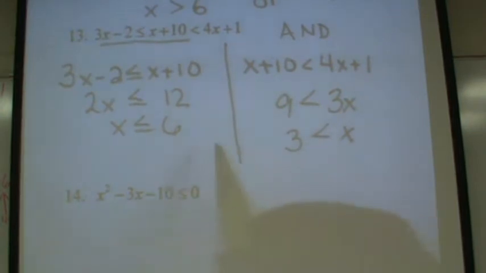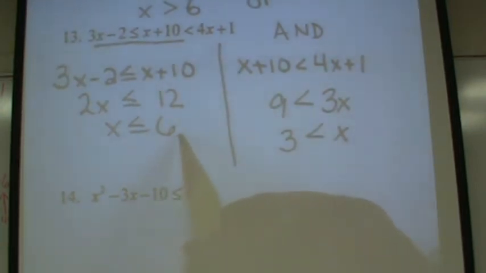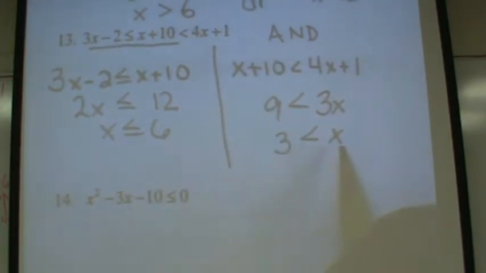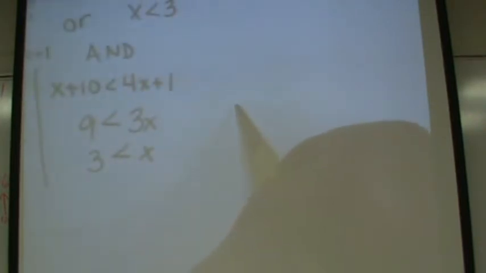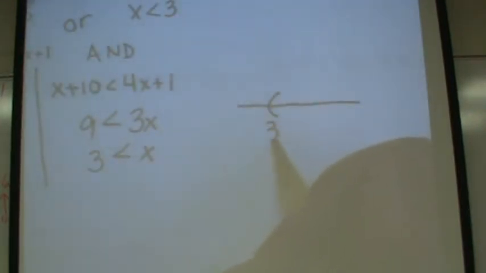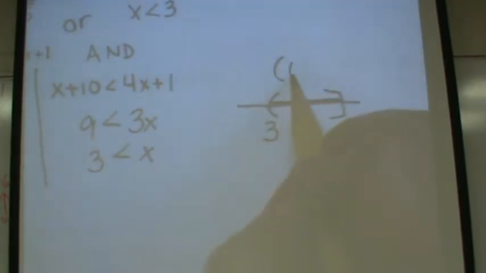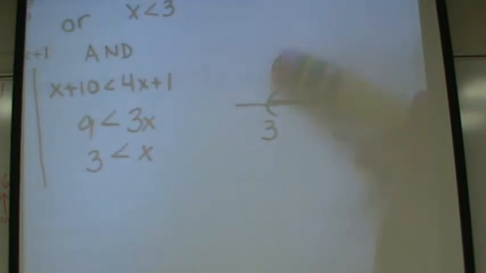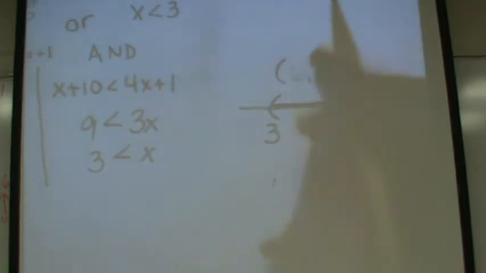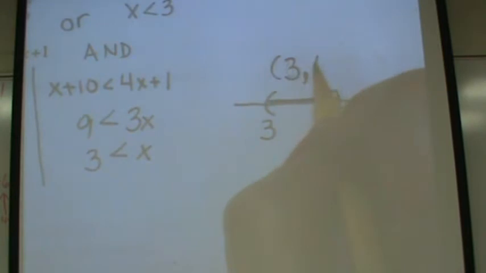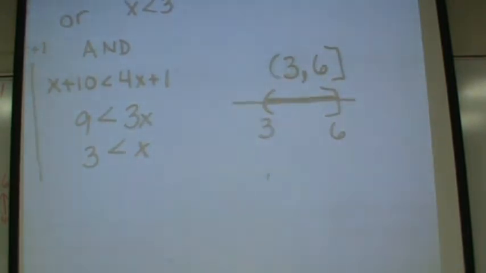So where are the numbers that are less than or equal to 6 and greater than 3? Well, they fall here. It'd be a 3 and a 6. And then how would you write this answer in interval notation? Parentheses. Whoops. My brain and my hand are not in sync today. Here you go. Here's your answer.